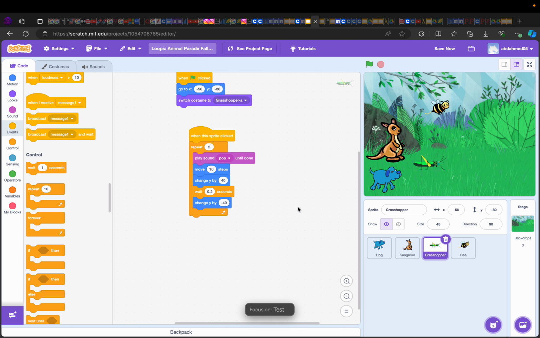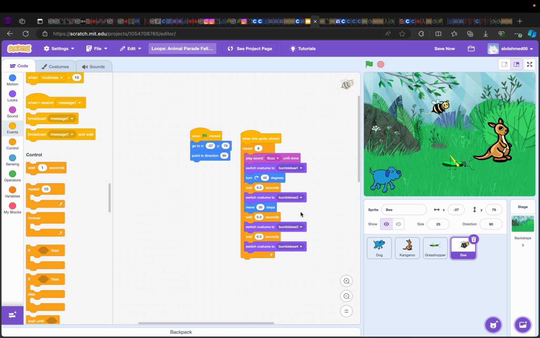And so moving on to the grasshopper, I used a similar implementation here, but this time it only repeats 2 times, which I think is more realistic for a grasshopper. And so if we were to run the code, you can see the kangaroo hops forward 5 times, and the grasshopper hops forward 2 times each time it's clicked. So yeah, and so moving on to the bee sprite.